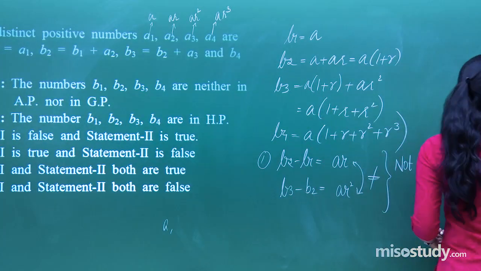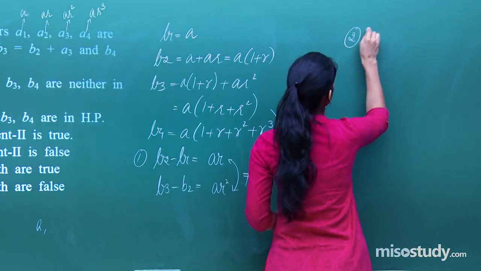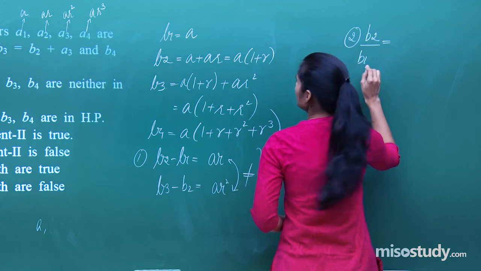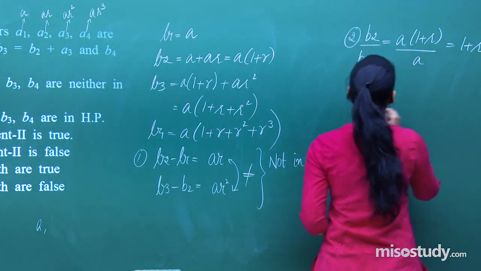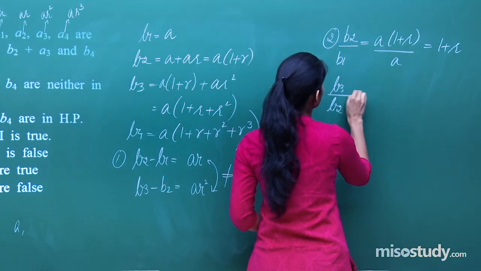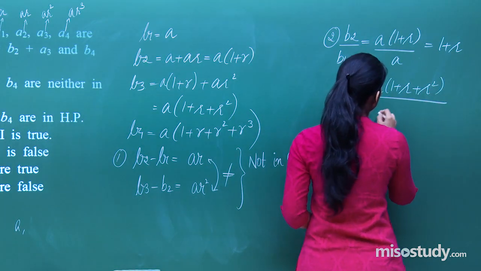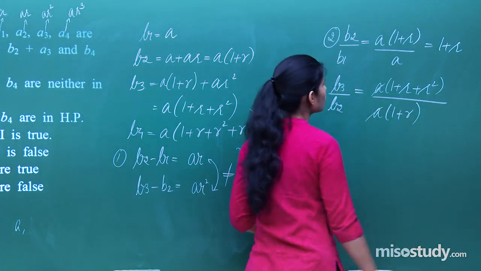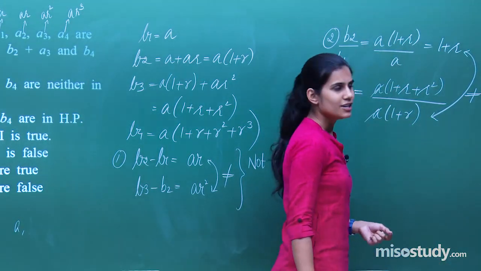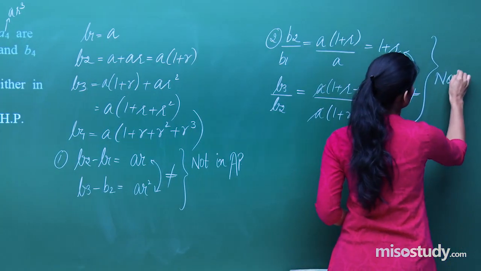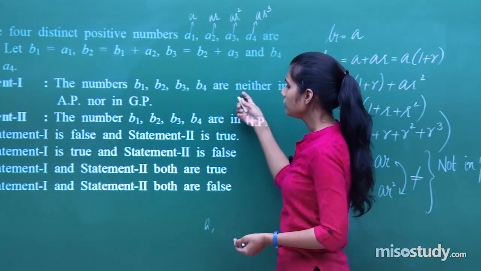But are they not in GP also? Let's check whether they are in GP or not. If I talk about b2 by b1, b2 is a(1 plus r), b1 is a, so you are just left with 1 plus r. And b3 by b2, b3 is a(1 plus r plus r square), and here you have a(1 plus r), so you can very clearly see that both of them are again not equal, so they are not in GP as well, and therefore statement 1 is true that they are neither in AP nor in GP.